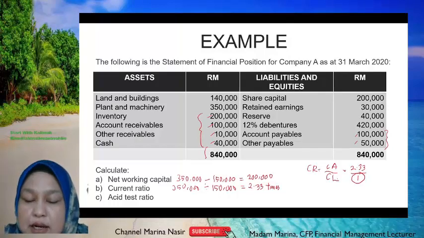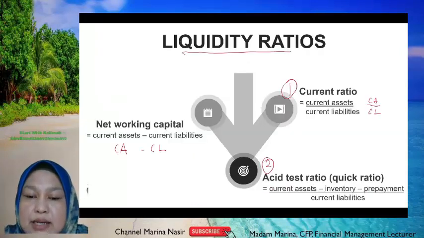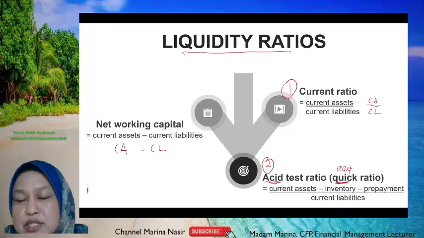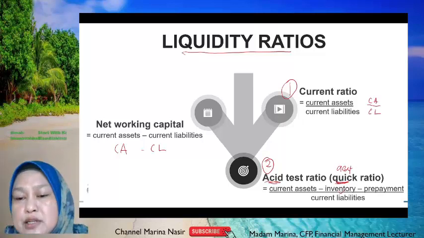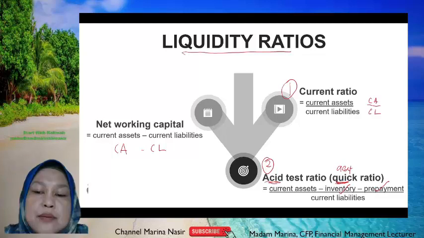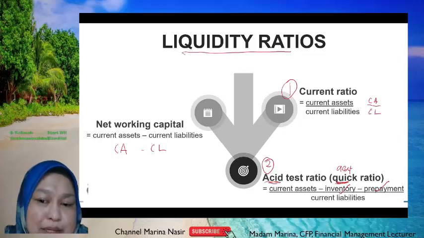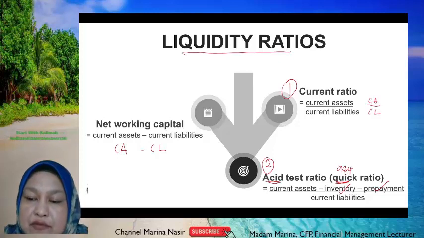How about the acid test ratio or quick ratio? What is the formula? Acid means quick. Quick ratio means we only measure the quick assets. What are the quick assets? Only cash, accounts receivable, and cash equivalents. So we exclude inventory and prepayment. Prepayment ni kita masukkan inventory also, sebab bila kita hanya nak yang cepat saja, yang quick saja, yang acid, yang mudah cair. So we exclude inventory and prepayment.